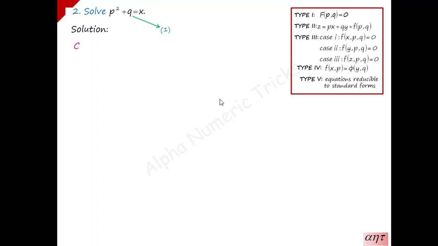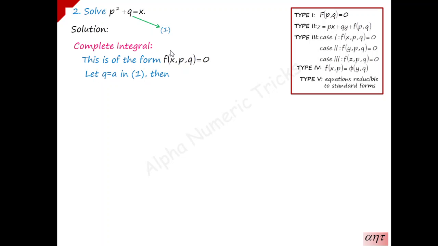First we have to find the complete integral. Before starting with the complete integral, you should write the problem type. That is, this is of the form f of x comma p comma q is equal to 0, and then you have to substitute. Which term do you have to substitute? For q. Yes, you are right, because x and p are related. So you have to substitute q is equal to a in the given problem. Then the problem becomes p squared plus a is equal to x.